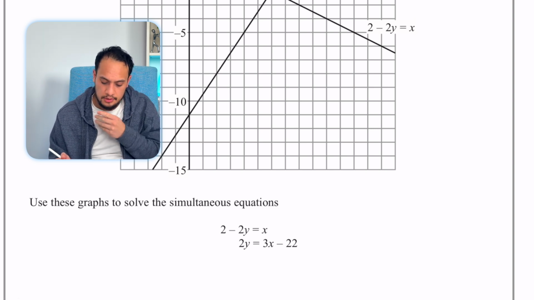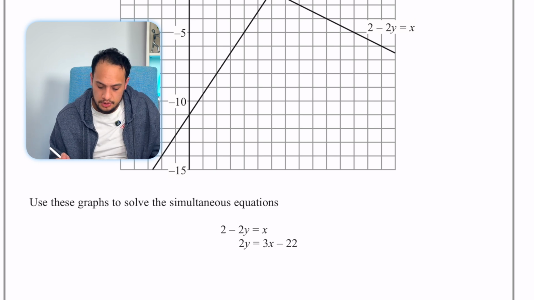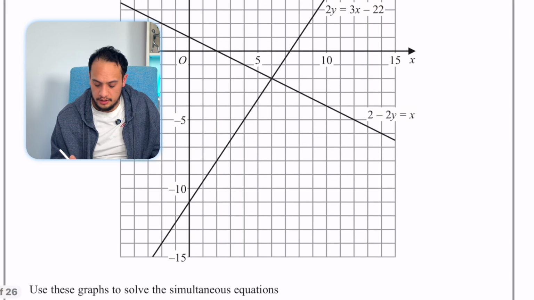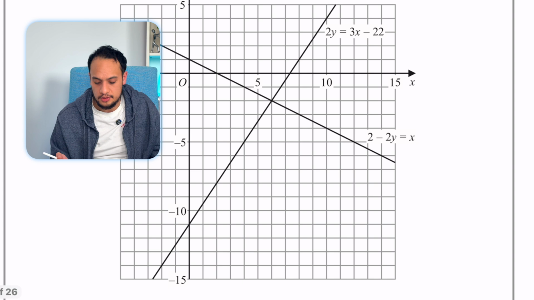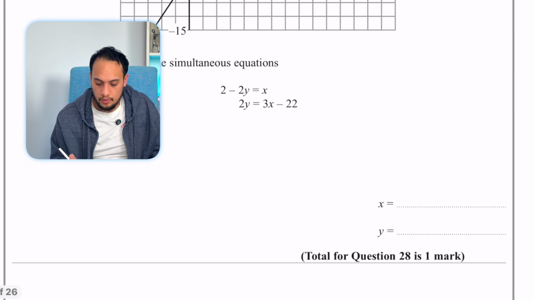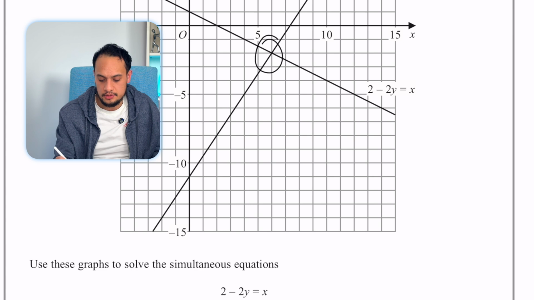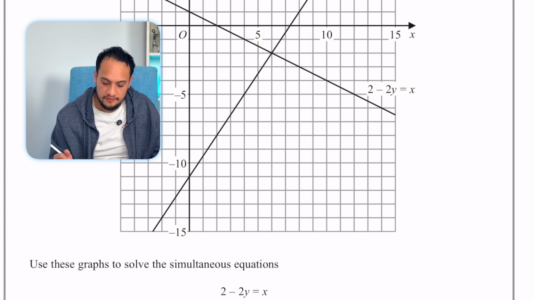You've got 2 minus 2y equals x. We've got 2y equals 3x, take away 22. And you can see on my graph already they've been plotted. So all we need to do is find the point where these two lines intersect. So here, and then define the coordinates.